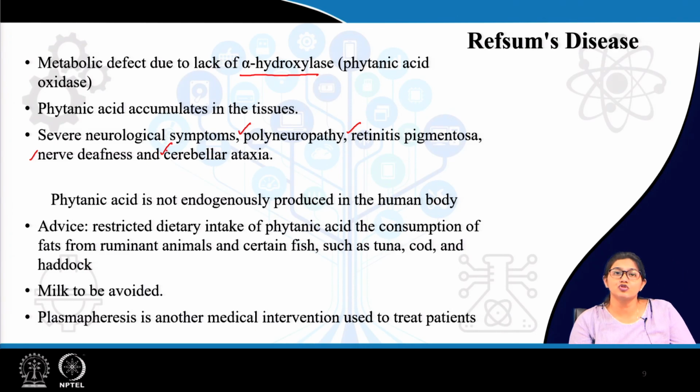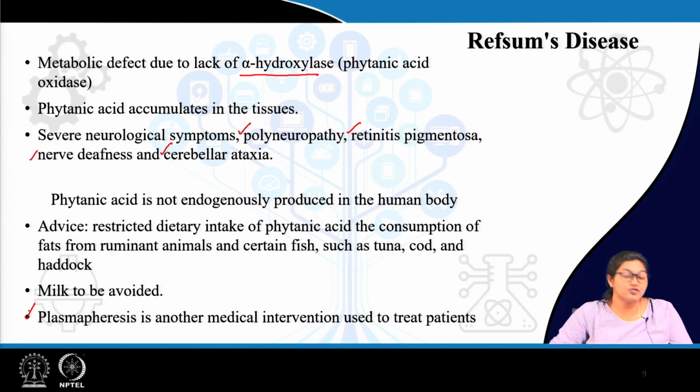Now, phytanic acid mostly is not endogenously derived acid. So, basically the phytanic acid is obtained from diet. So, as therapeutic regimen, what should be done is to restrict phytanic acid containing food, and phytanic acid is mostly present in fish, milk, fats from ruminant animals, tuna, cods, these types of fish contain phytanic acid. So, these diets should be avoided. Along with that, accumulated phytanic acid can be cleared from circulation via plasmapheresis.